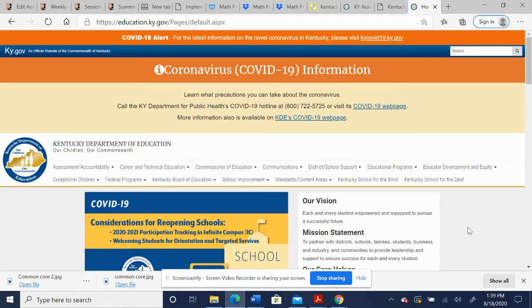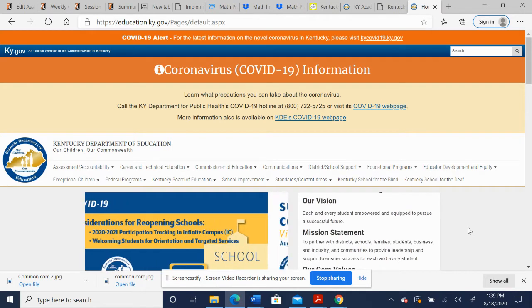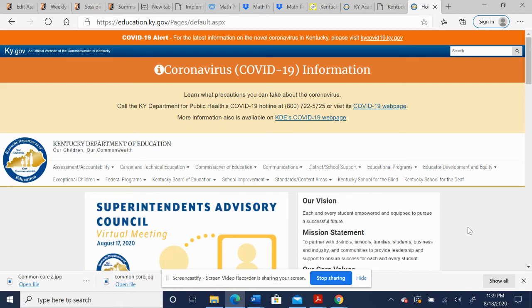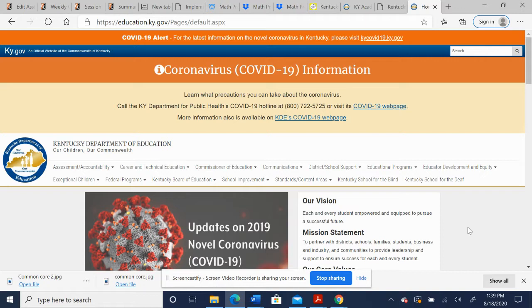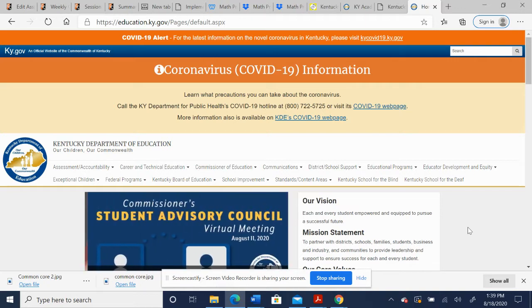Okay. Now, most of us who've been in education a while know that standards are the specific skills, knowledge, and processes that we expect students to leave a grade level with.